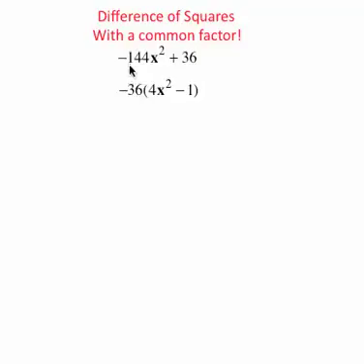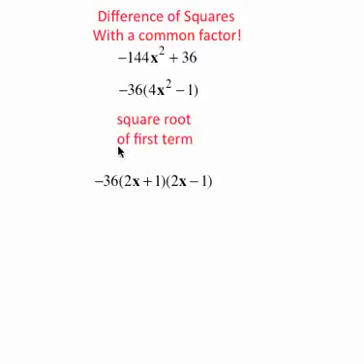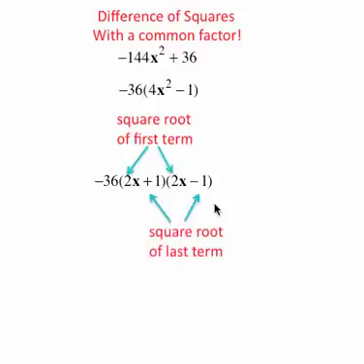So if I factor out negative 36, negative 36 times 4 is negative 144. Negative 36 times negative 1 is positive 36. So we factor out the negative 36, we're left with 4x squared minus 1. And we're going to do difference of squares with that. The square root of 4 is 2, the square root of 1 is 1, so 2x plus 1, 2x minus 1. Remember, we got the 2x by doing the square root of the first term, and we got the 1s by doing the square root of the last term, which were 1s up here. So that's our answer.